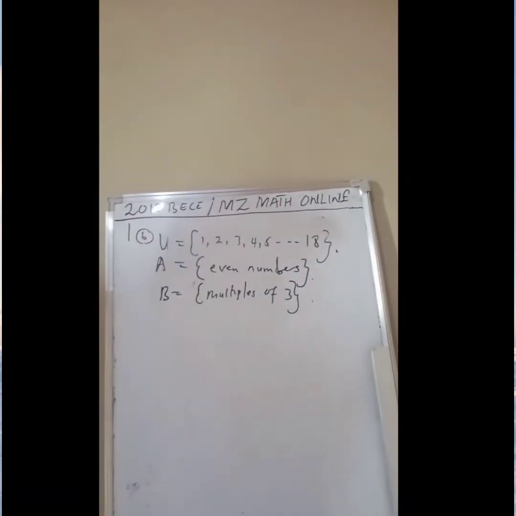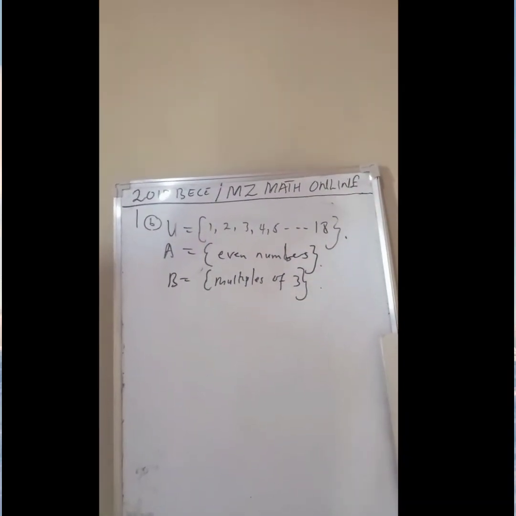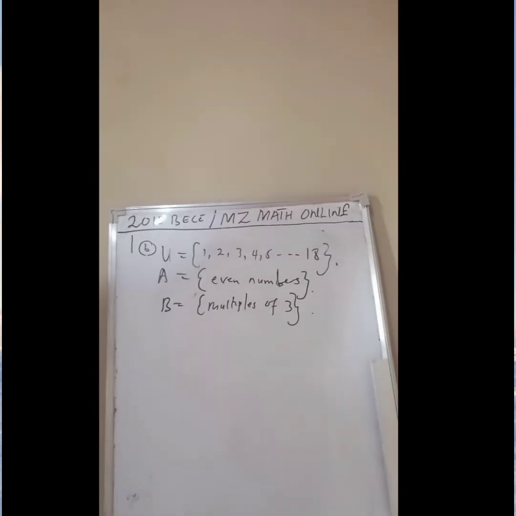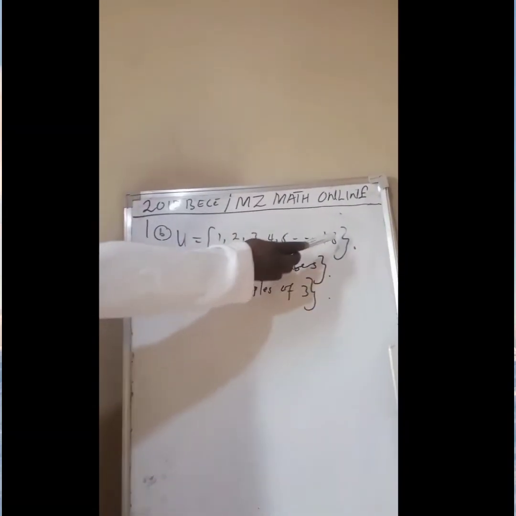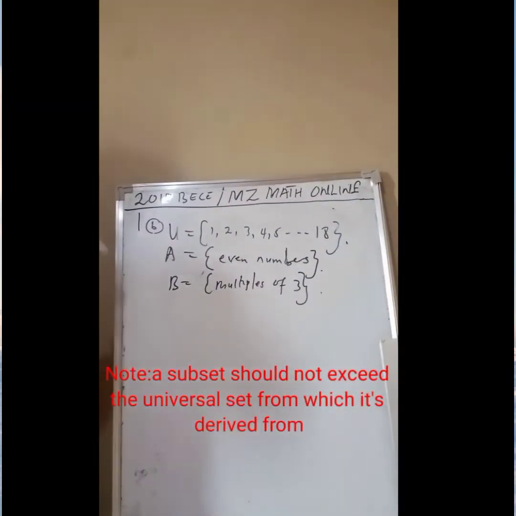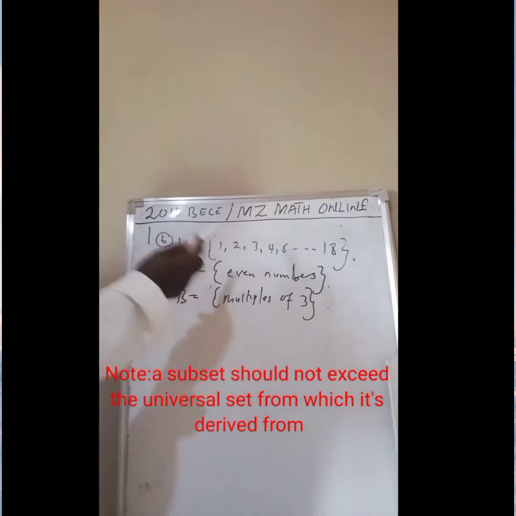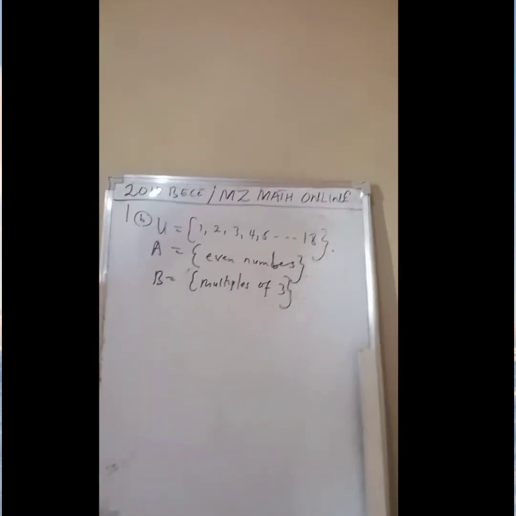So even though set A, we are told that the set A is a set of even numbers, we are not just counting even numbers up to infinity, but the even numbers should have a limit. The even numbers should not exceed the last member of the universal set, which is 18. And then set B should also be multiples of 3, but that multiple of 3 should not exceed 18. That is what we should bear in mind.